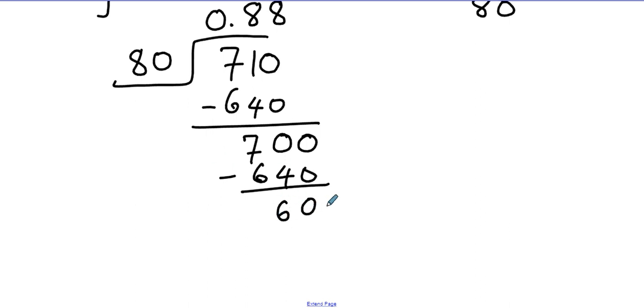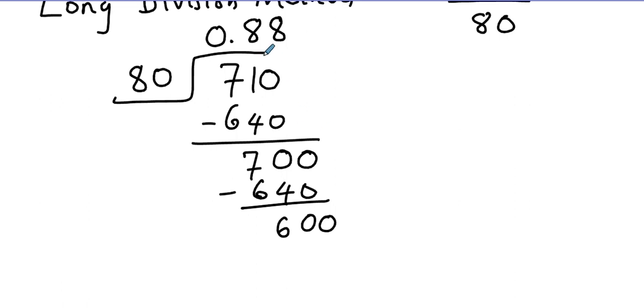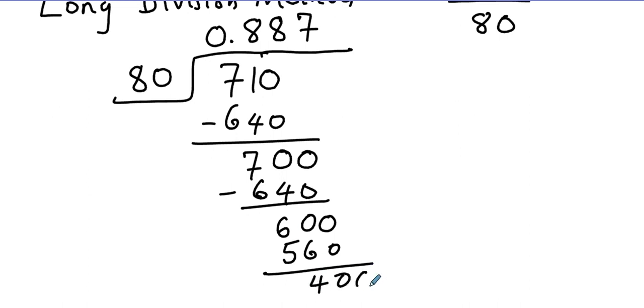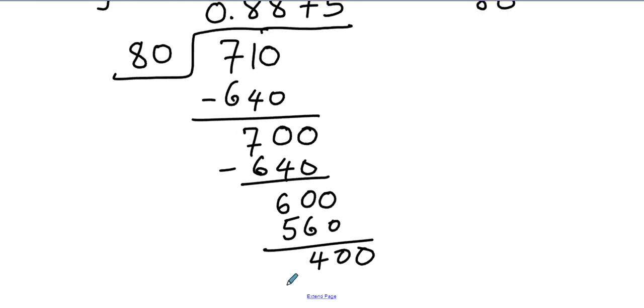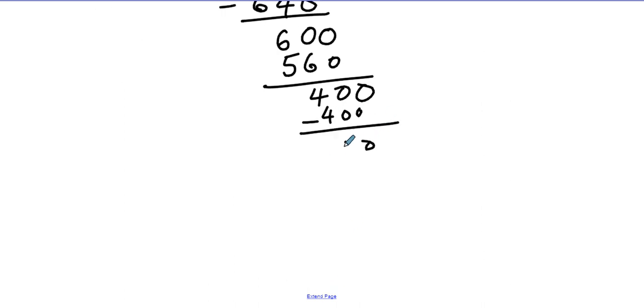60 divided by 80 is not possible. Put one more 0. The number becomes 600 divided by 80. Put 7 over here. 7 times 80 will be 560. Subtract over here. This will be 40. Add one more 0. This will be 5. 5 times 80 will be 400. When you subtract here, the remainder is 0.